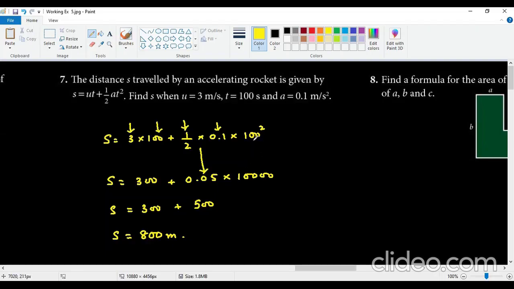And 100 square can be written in this way. When 10,000 is multiplied by 0.05, this is going to give you a 500. Now 300 plus 500 is going to give you 800 as an answer.